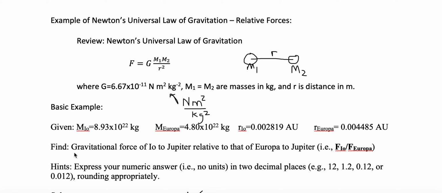The goal here is to find the gravitational force of Io to Jupiter relative to that of the gravitational force of Europa to Jupiter. In other words, we want to find the force of Io to Jupiter divided by the force of Europa to Jupiter. We want to express our numeric answer with no units and to 2 decimal places.